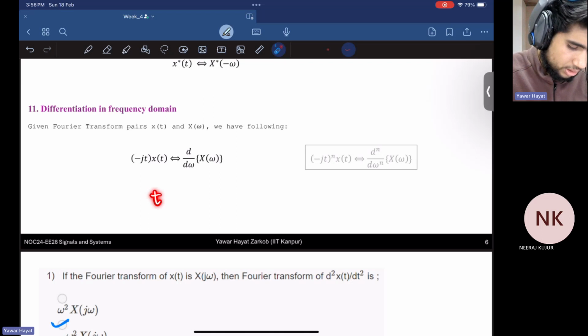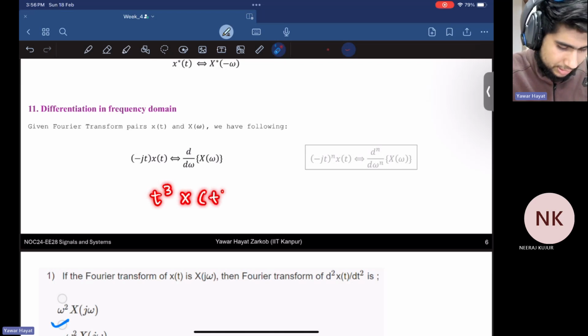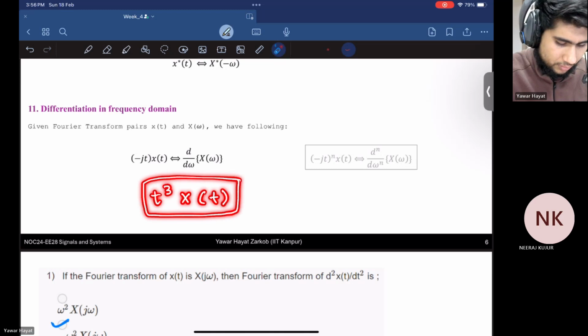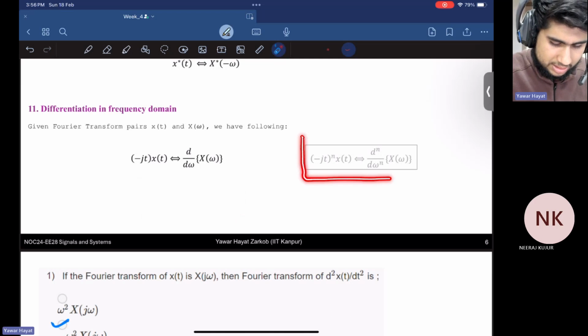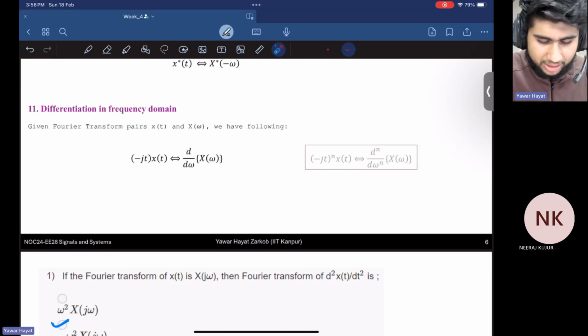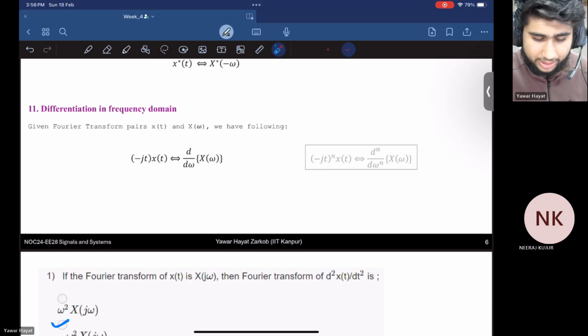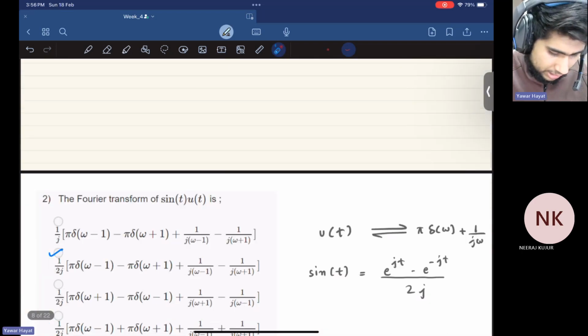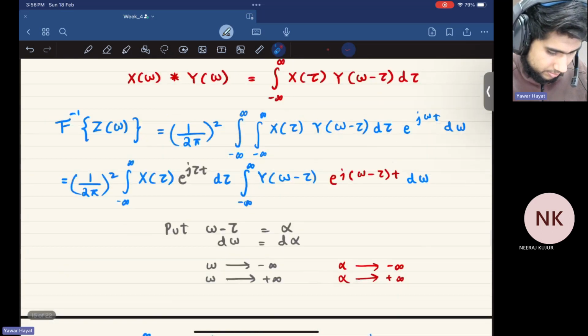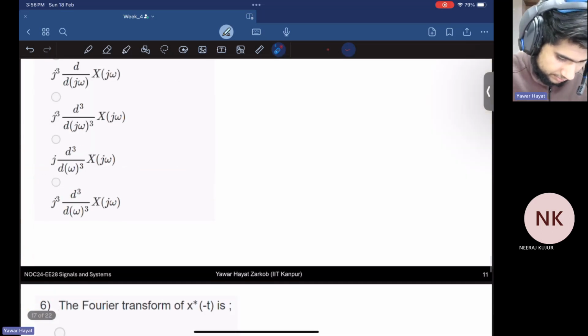And what was the question? You have this signal. What should be the Fourier transform of this particular signal? In the generalized case, n can take any integral value. So if this n is 3, this is minus jt cube x of t, d3 by d omega x of omega. That's how I'll proceed. Let me explain what I meant in detail now.